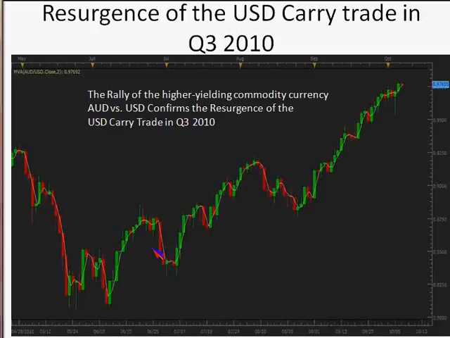Here's an example of it. As I mentioned earlier, the Aussie was under pressure, but it found the bottom in the beginning of June, and it had a quick reversal and still continues to rally against the US dollar.